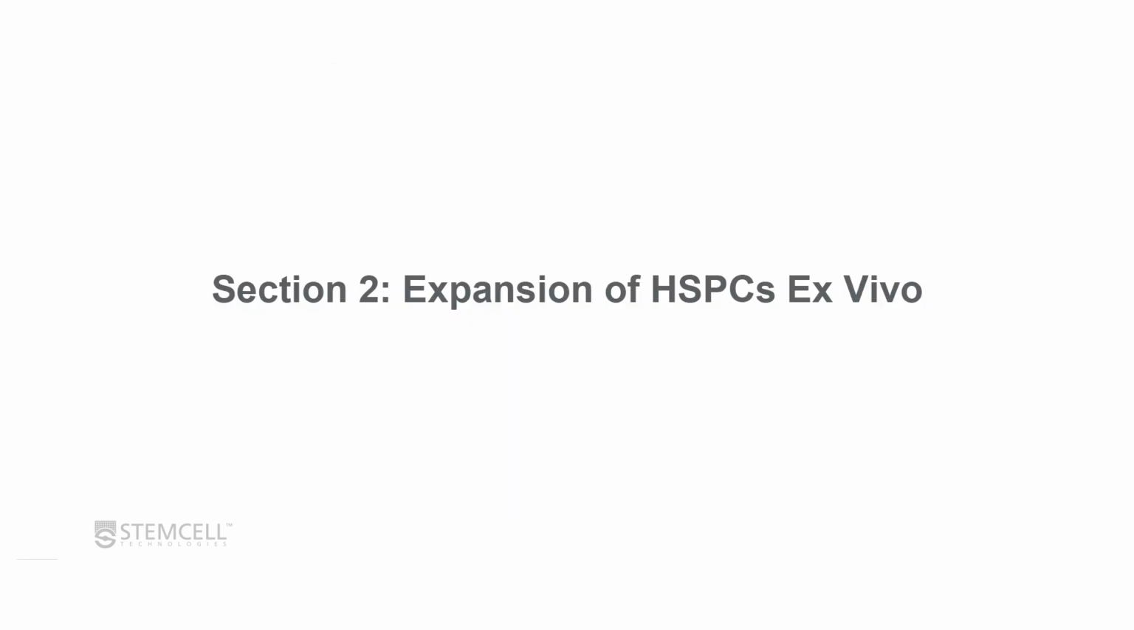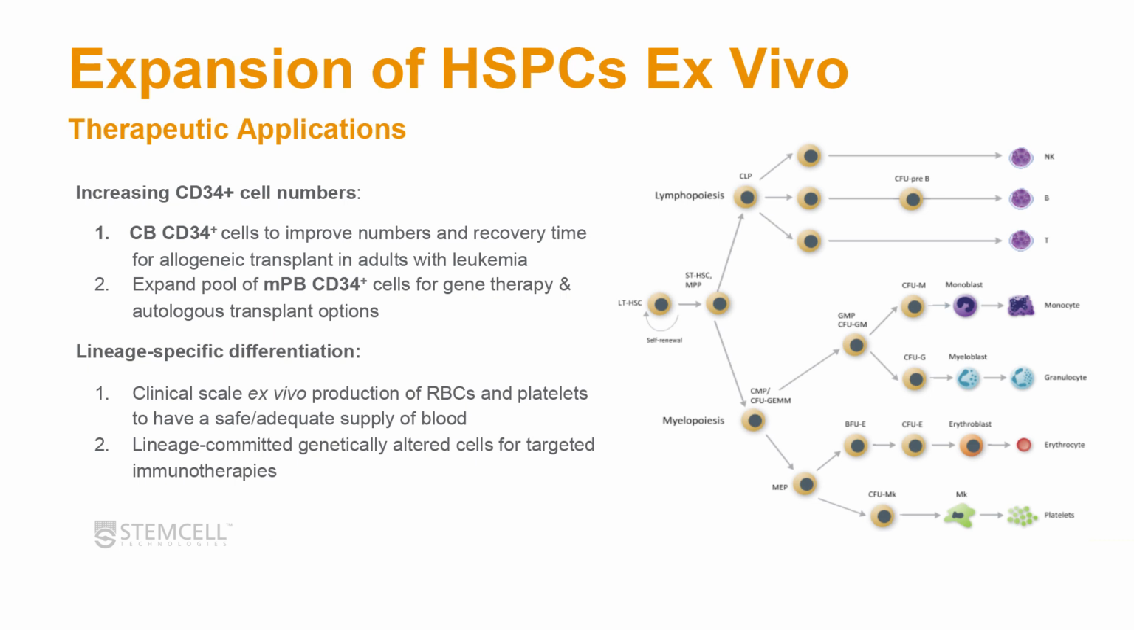So let's then talk a little bit about the expansion of hematopoietic stem cells ex vivo and why this is so important to cell therapy products. Okay, really breaking it down, the therapeutic applications of the expansion of hematopoietic stem cells ex vivo are listed here. And the reality is expansion of hematopoietic CD34 cells has really been the holy grail of hematopoietic research for many, many years, and mostly because of the important therapeutic ramifications.